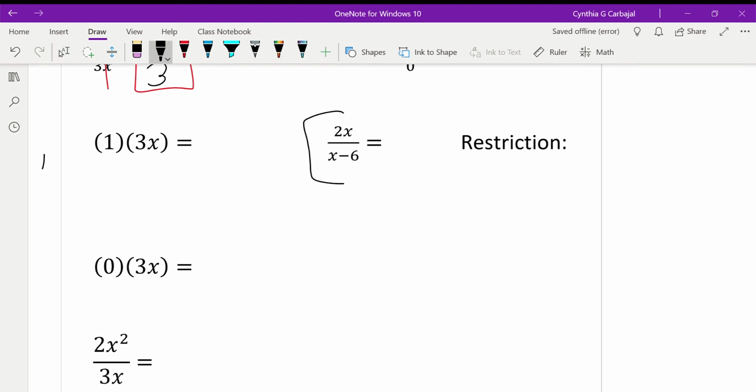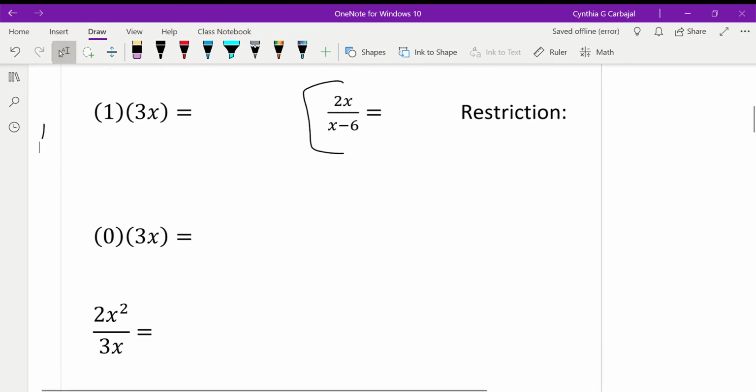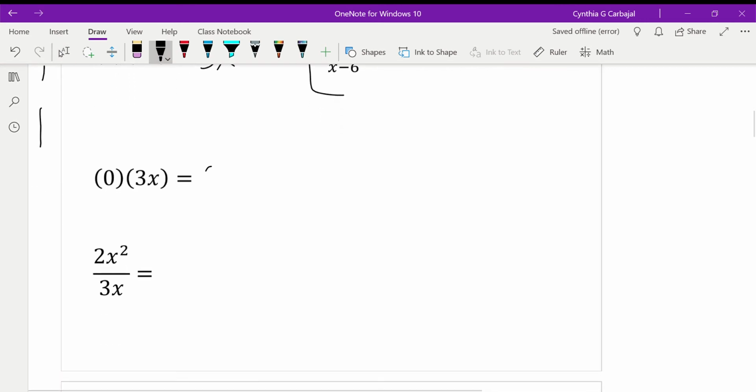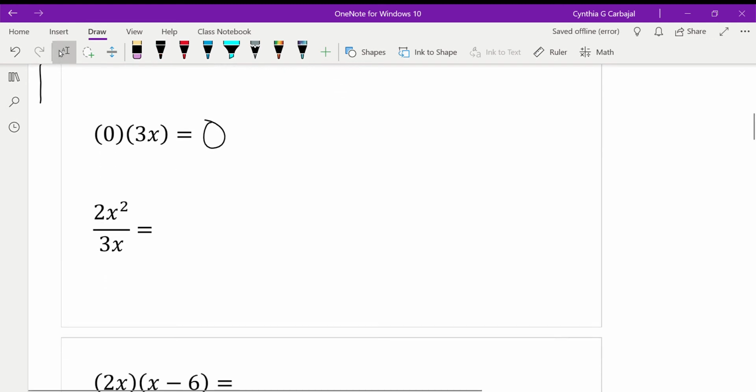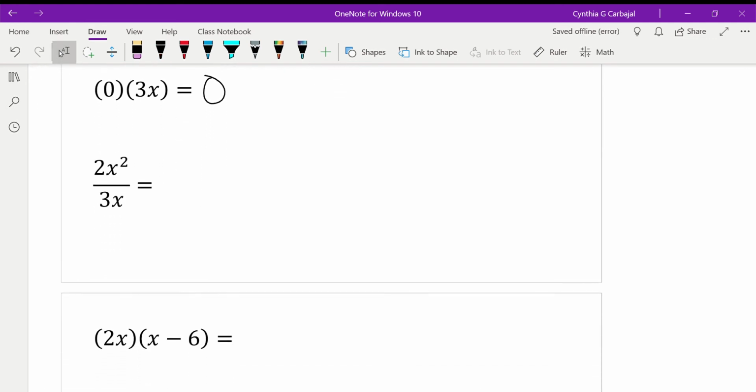Let's do some more examples. We have 1 times 3x. It's just 3x. When I multiply 1 times anything, it's the same thing over. We have 0 times 3x, which is 0, right? Anything times 0 is 0. And then we have a similar fraction from the one above. Again, 2 over 3 cannot simplify to a whole number. So we're going to leave it 2 over 3.